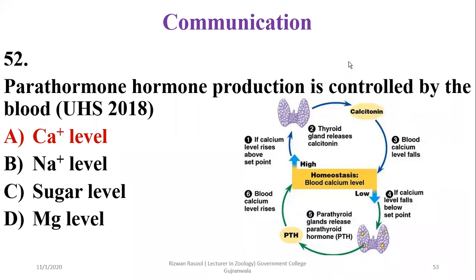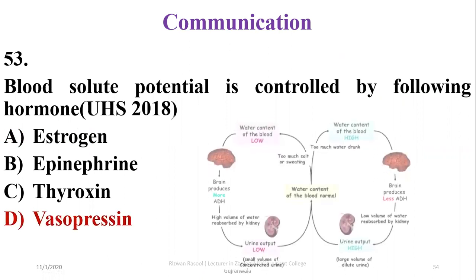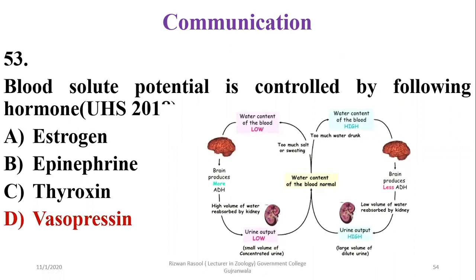Number 53, blood solute potential is controlled by following hormone. Blood solute potential is regulated by vasopressin by promoting reabsorption of water in the condition when our body is lacking water or having low water potential, and ultimately solute potential is rising. So right option is delta.